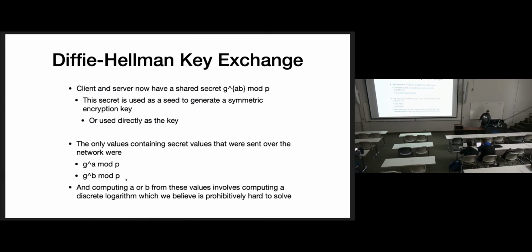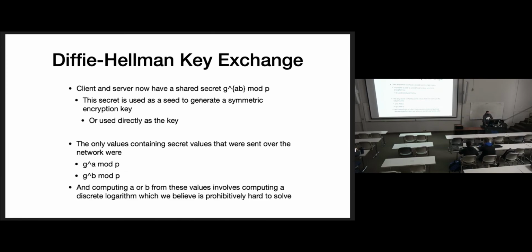The only things that were communicated over the network were G to the A mod P and G to the B mod P. But as we know from last lecture, the attacker has G and P. They want to attack A and B. As we know from last lecture, doing that would involve computing the discrete log efficiently, which is a cryptographic primitive. So breaking those and getting A and B, not going to be easy for an attacker. It's going to take a prohibitively long amount of time to solve.